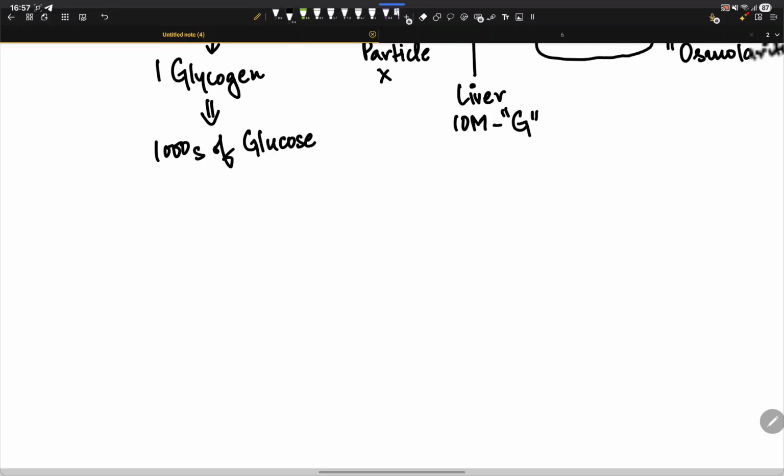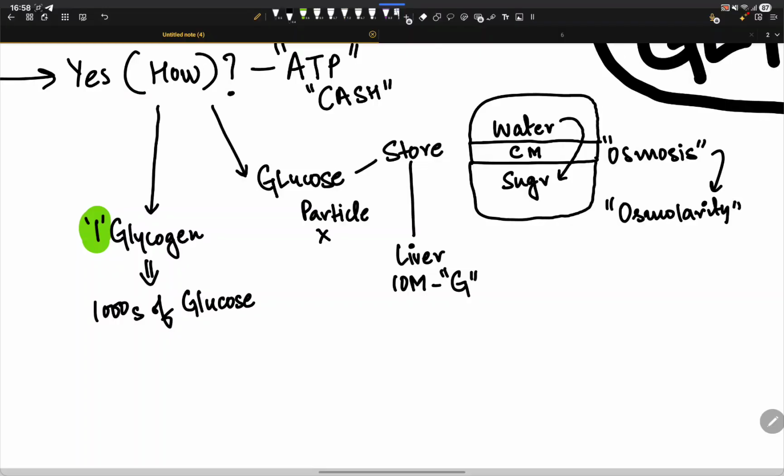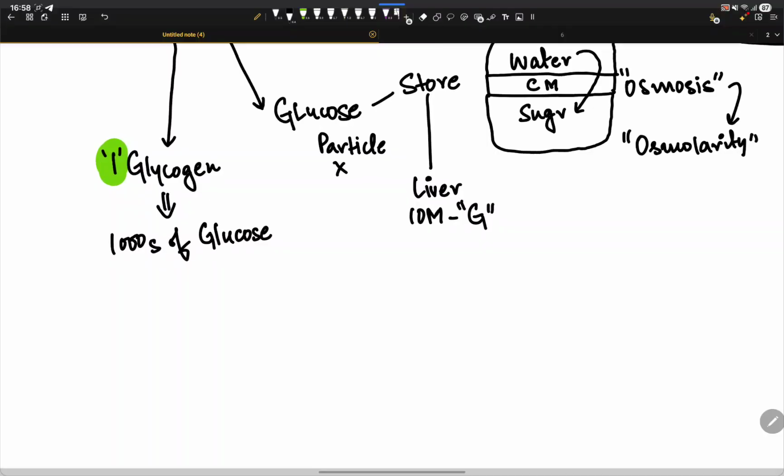It's cool, right? It's amazing. Thousands of glucose. Sometimes 10, sometimes 5, right? But the question is, how many particles is glycogen then? Actually, it's just one. We still have one particle. So we are actually playing with the osmosis rule here, right? That's amazing.